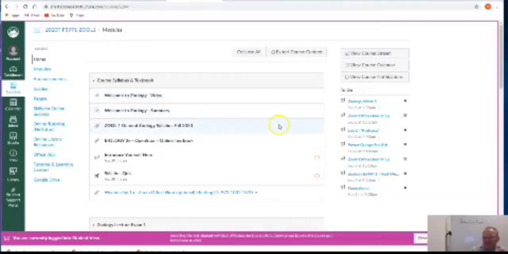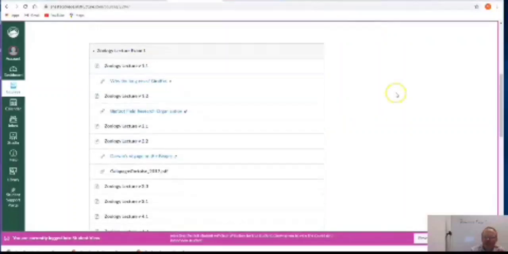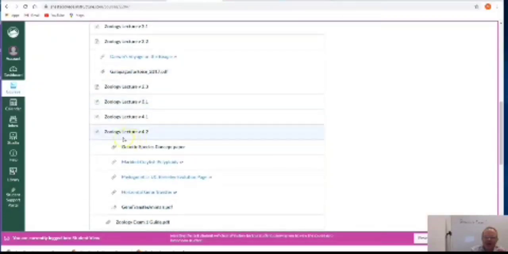All right, here's an image of your class Canvas page. I want to point out where all this content will be. You have Zoology Lecture Exam 1 content, and there are our first lectures on Chapter 1. We have our next lectures on Chapters 18, 19, and 20. I will add a Zool lecture video 5.1 when this is finished.